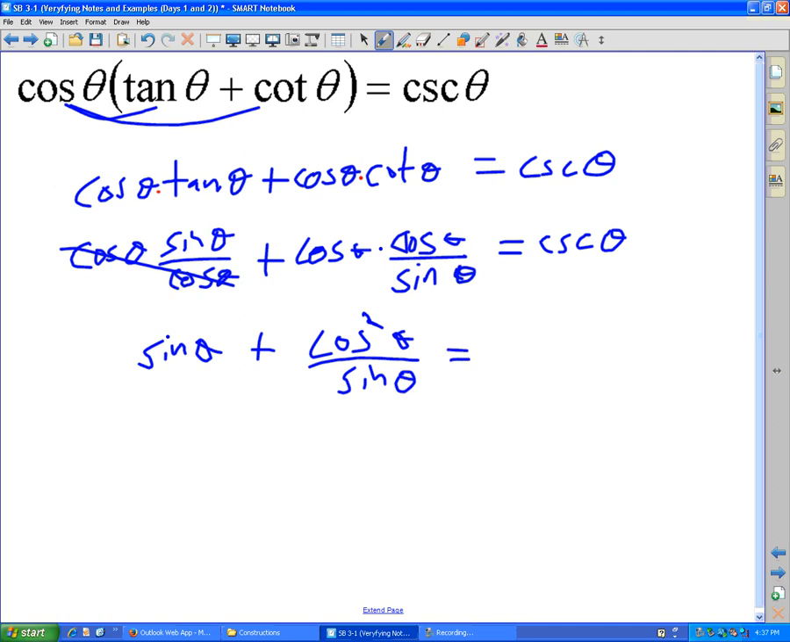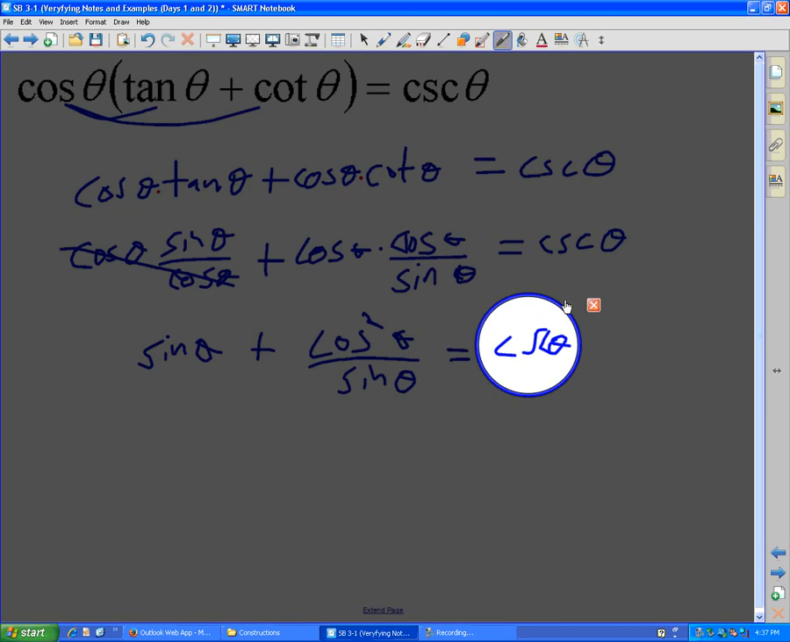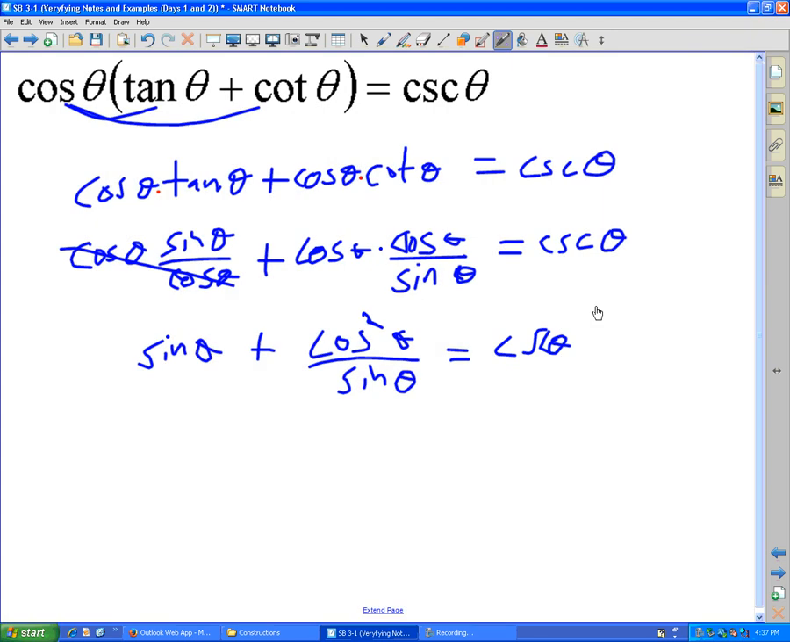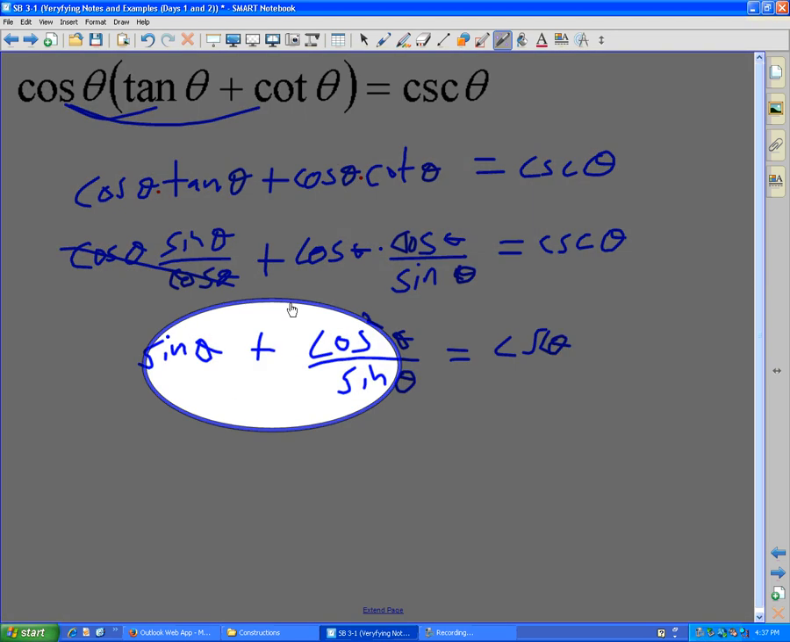So here's where we start looking for patterns. I look at the right side of this. This is what I'm searching for. This is what I'm trying to get to. And I notice there's only a single term, just one term, whereas when I look at this other side, I have two terms.